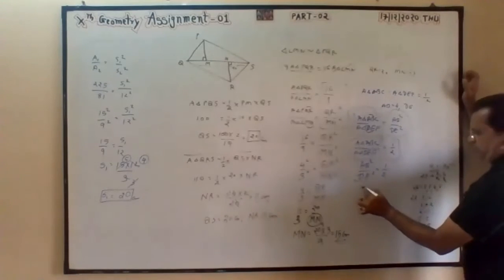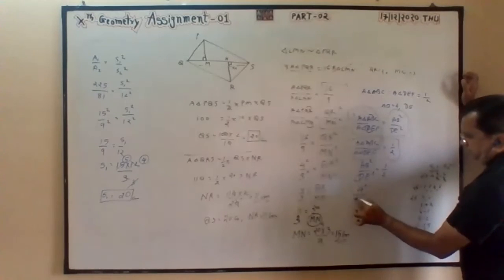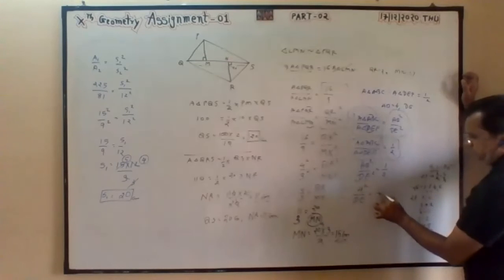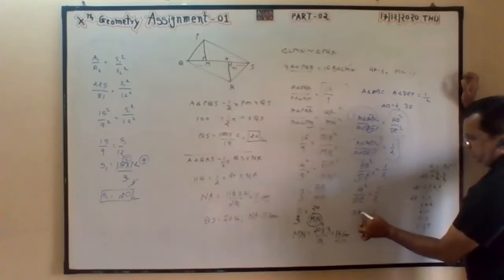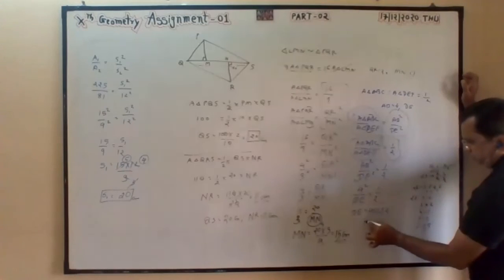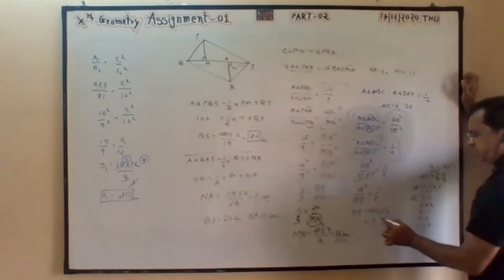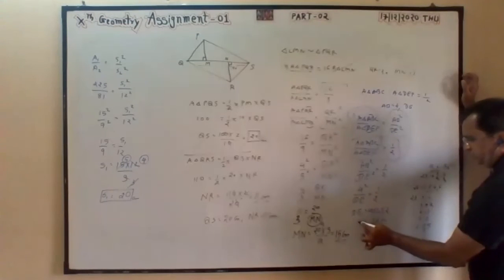Now AB is 4. So DE square is equal to 4 into 4 into 2. 4 4s are 16, into 2, 32.